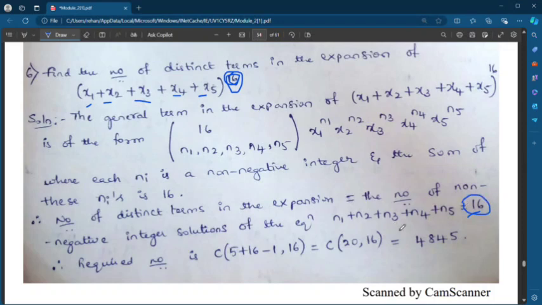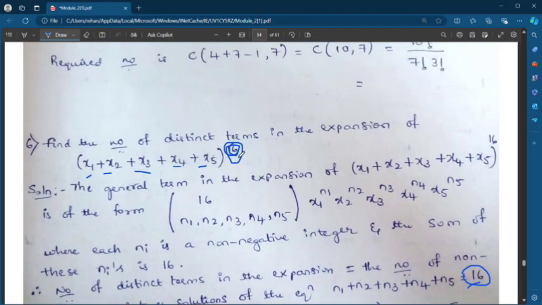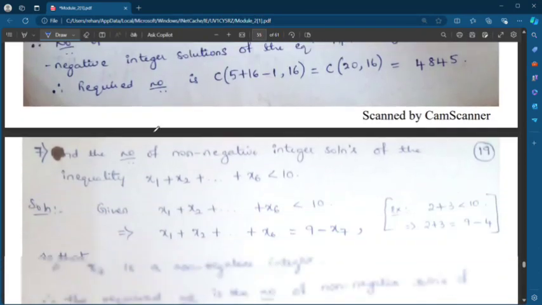So basically this is my R, and this is how many times this is there: 1, 2, 3, 4, 5, that is my n. Here n is 5, R is 16. I just substitute the formula and get it.